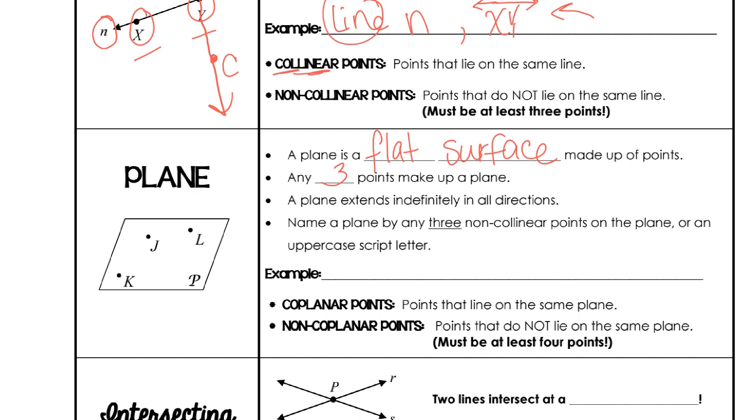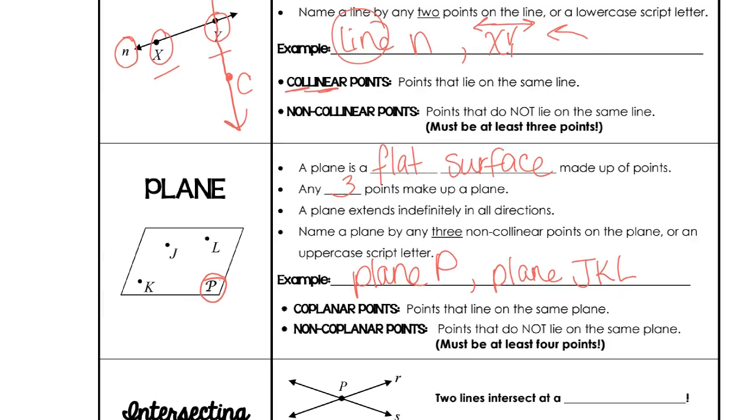So this is very similar to the line. Notice how there's no point here. Whenever it's just like a different scripted letter, then that is labeling the plane. So P is the name of the plane. We can call it plane P. And again, we can use 3 non-collinear points. So K, J, and L. You can do that in any order that you want. It doesn't really matter. So another way we can label this is plane, and I'm going to put this in alphabetical order, J, K, L. And there isn't a special notation like there was for the line.